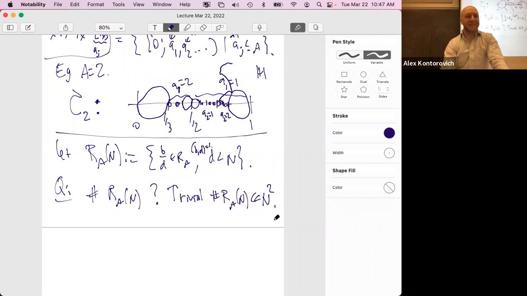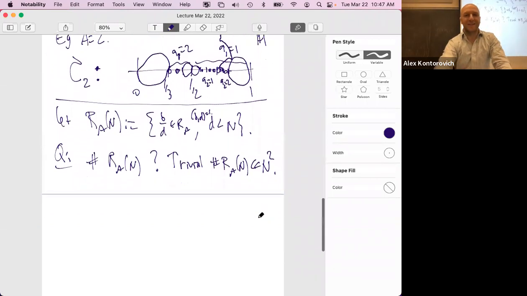But for coprime numbers, doesn't it grow with a square as well? It still grows, yes, with a leading order. I just want to know the leading order of this. So how could you try to estimate something like this?